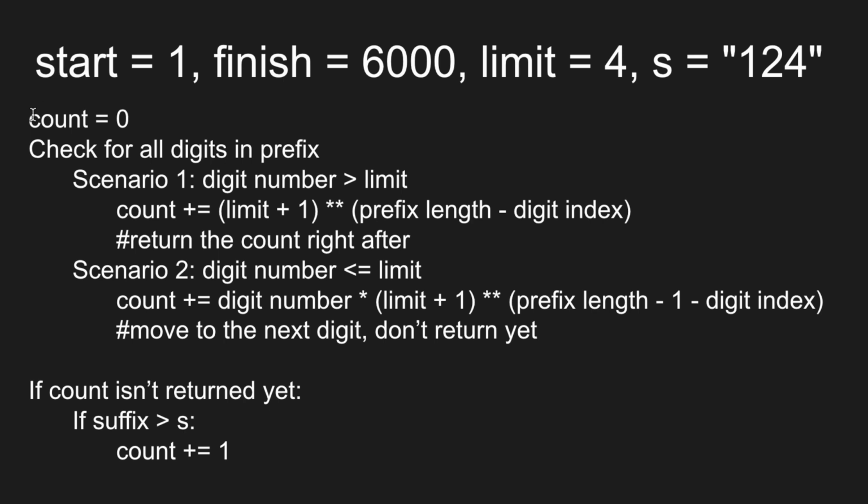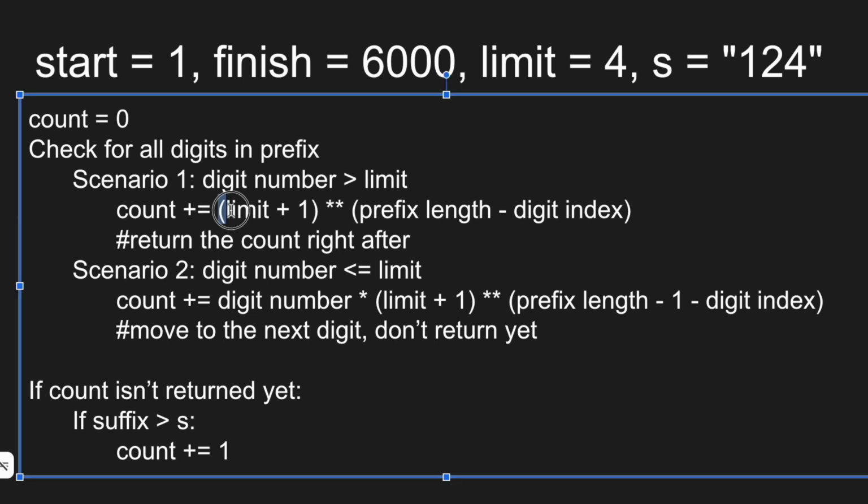And also, I didn't include the first part. If the length of the number is less than the length of s, then we can just return 0 automatically, because we cannot create any combinations. But if it's greater, as with finish, for example, then we will check all the digits in the prefix, and there will be 2 scenarios: the digit is greater than limit, or it is less than or equal to limit. If it is greater than limit, then we can just use this formula and add it to count, and we can return the count right after.